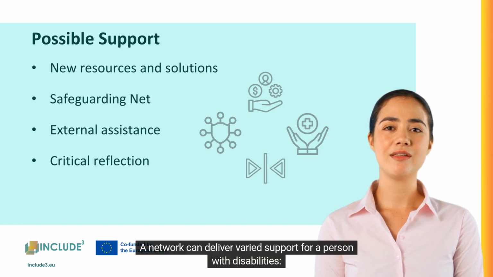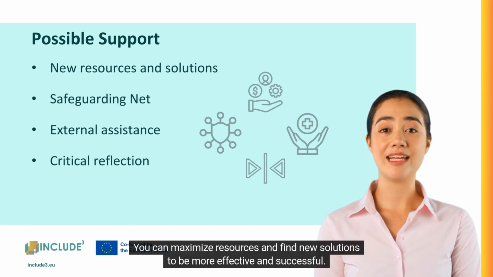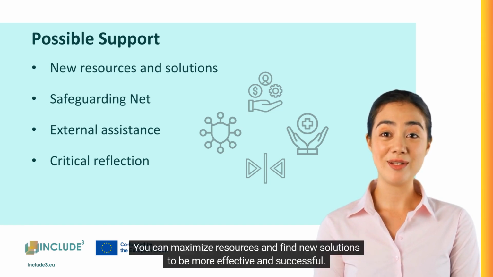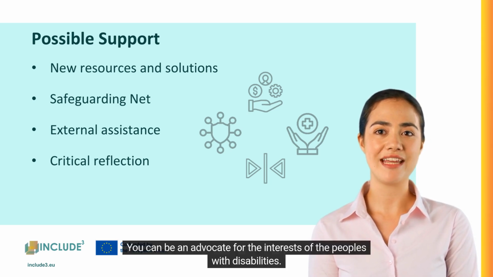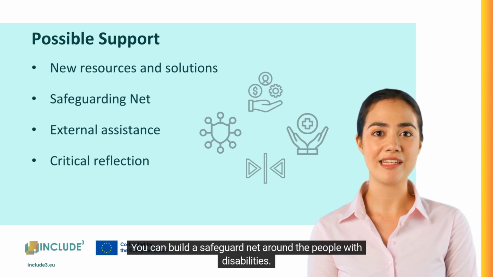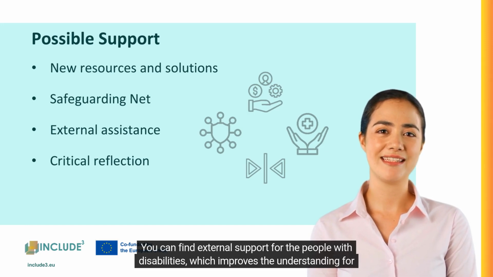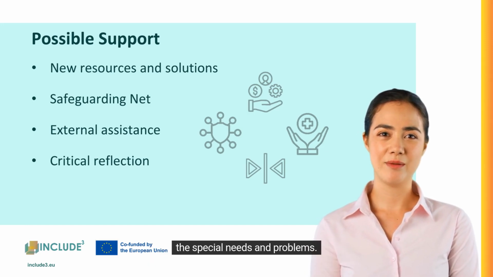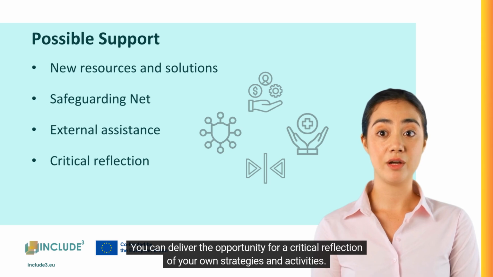A network can deliver varied support for a person with disabilities. You can maximize resources and find new solutions to be more effective and successful. You can be an advocate for the interests of the people with disabilities. You can build a safeguard net around the people with disabilities. You can find external support for the people with disabilities, which improves the understanding for the special needs and problems. You can deliver the opportunity for a critical reflection of your own strategies and activities.